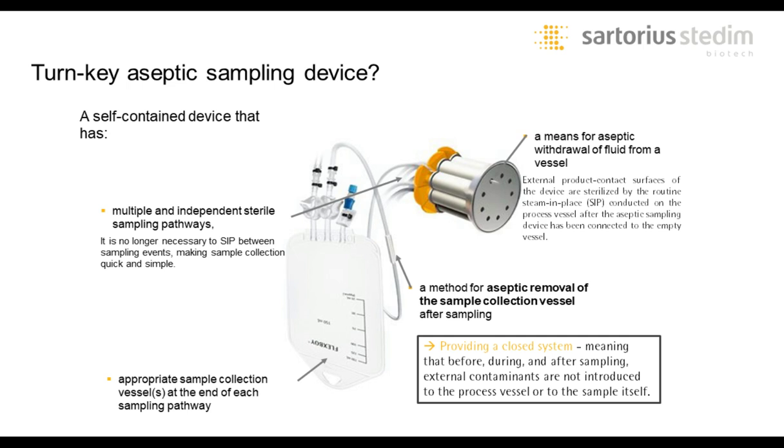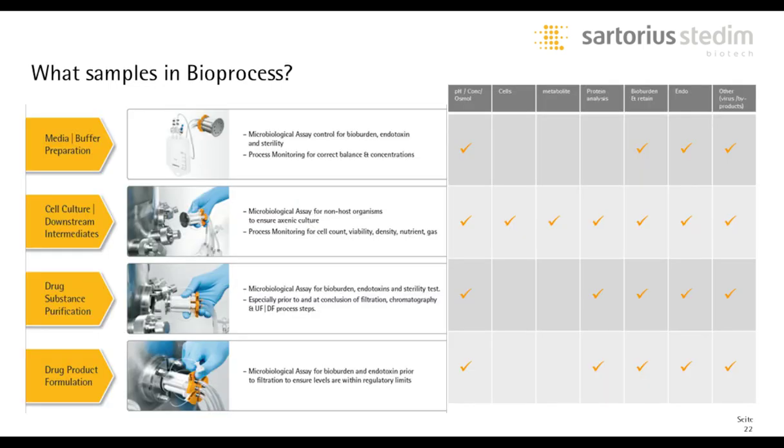And lastly, it must have a means to aseptically remove the sample collection container once it's been filled. All of these attributes provide a closed system, meaning that before, during, and after sampling, external contaminants are not introduced to the process vessel or to the sample itself.